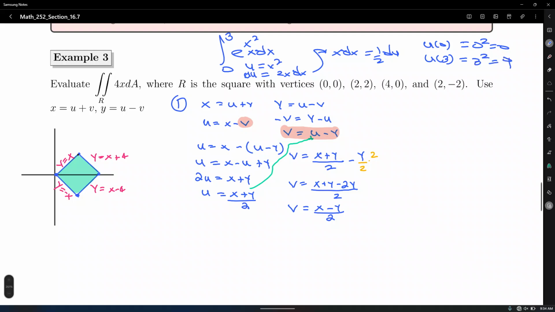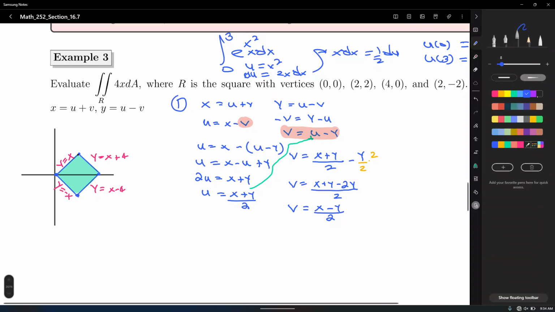So now we need to look at the equivalent points in the world of x, y. What are their equivalences in the world of u and v? Okay, so let me call this set R.